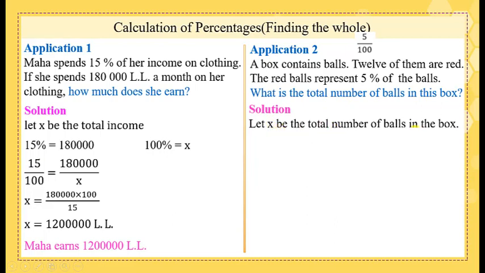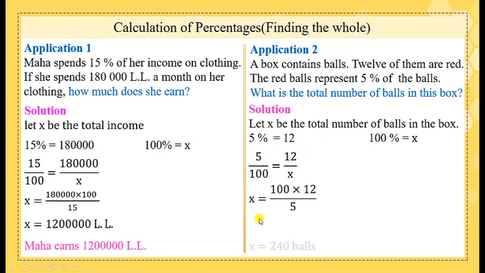To find the next ratio, use the first ratio where 5 is the part and 100 is the whole. Since 5% of the balls are red, which are 12, 12 must be in the numerator because 5 is in the numerator. Since the total number of balls is represented by 100%, x must be in face of 100. So we get the proportion 5 over 100 equals 12 over x. Using the law of proportion, we get x equals 240 balls. Thus, there are 240 balls in this box.